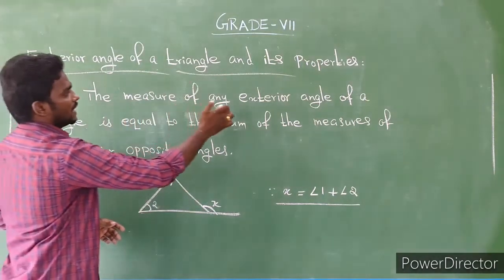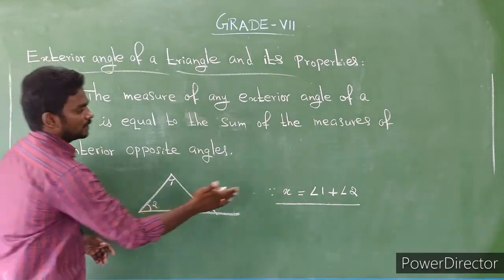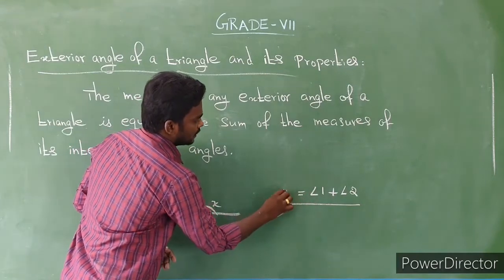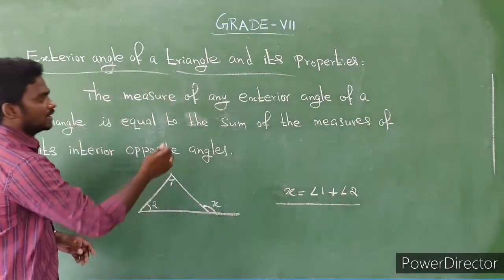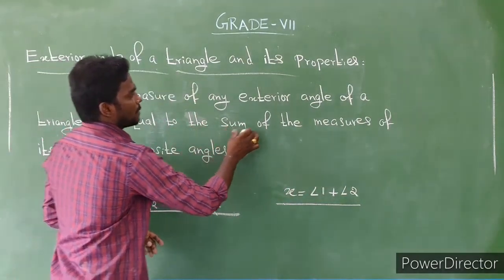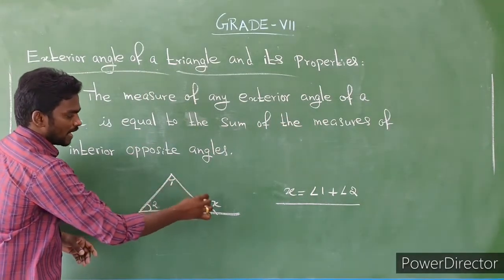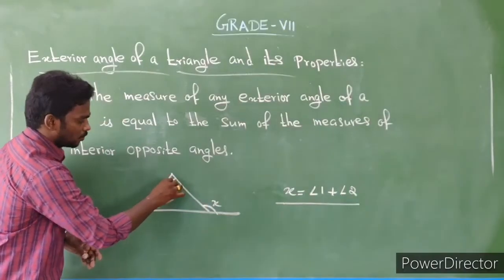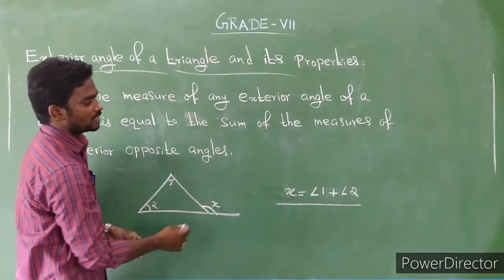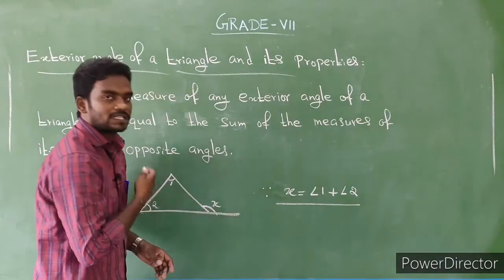This is called the exterior angle property of a triangle. The measure of any exterior angle of a triangle is equal to the sum of the measures of its interior opposite angles. So angle x is equal to angle 1 plus angle 2, which is called the exterior angle property of a triangle.